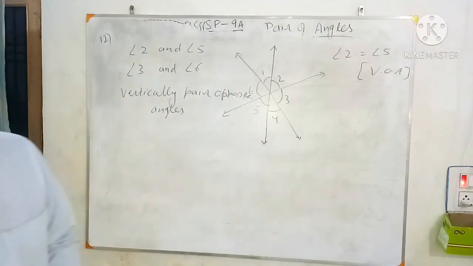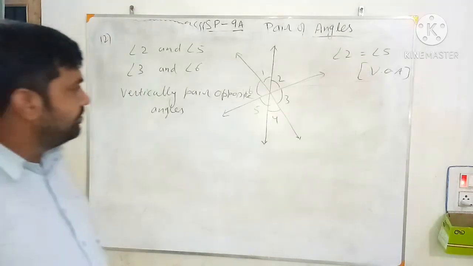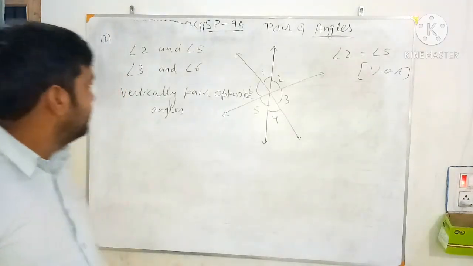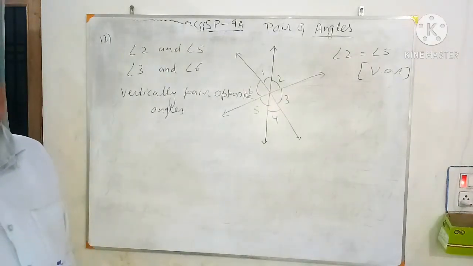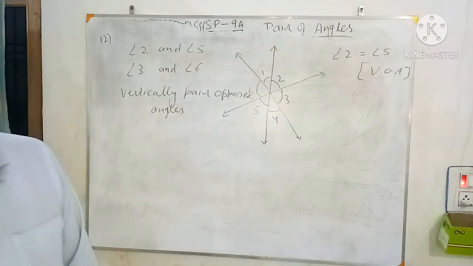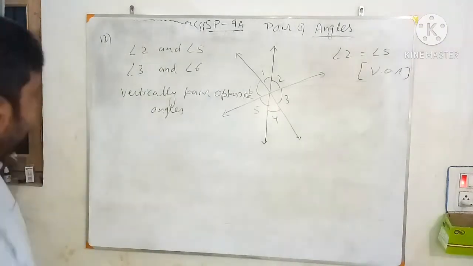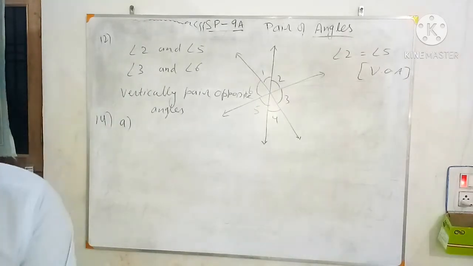Now question number 13: how many pairs of vertical angles are in the diagram? In this I am giving you homework. You can count how many vertical opposite pairs of angles there are. Here three lines are intersecting, so you got three pairs of vertical opposite angles. Now in this diagram, see how many lines are intersecting. There are four lines intersecting, so you will get four pairs of vertical opposite angles. Find the value of each variable in question number 14. In question 14a, you see two lines are intersecting.